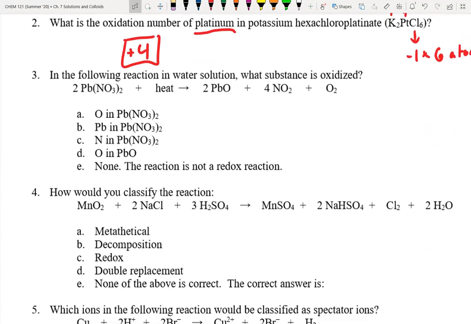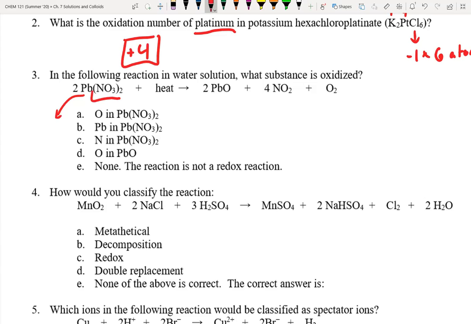In the following reaction in the hot water solution, what substance is oxidized? So there's a few things we need to consider here. Let's start out with lead in the first one. This one is a bit tricky. We need to find the oxidation number of lead here. We can't do it right off the bat. We actually have to infer it because it's a transition metal.